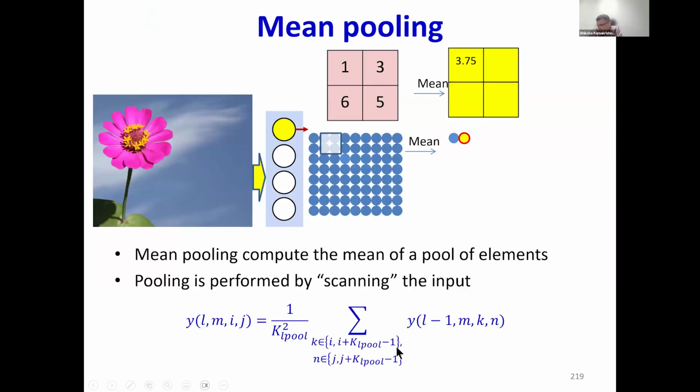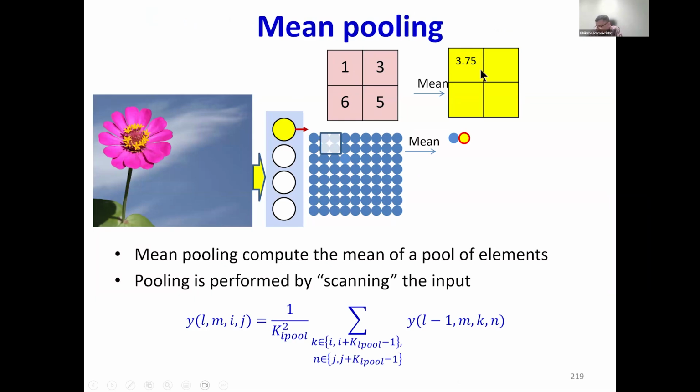What about mean pooling? In mean pooling, you're taking the average of the elements in a window and copying it over, right? So what this means is that if this window has 4 elements, this element is going to be 1/4 the element here plus 1/4 the element here plus 1/4 the element here plus 1/4 the element here.